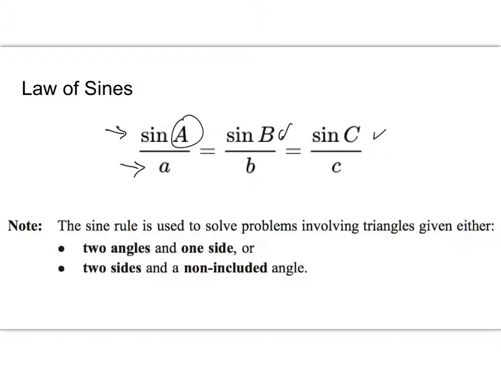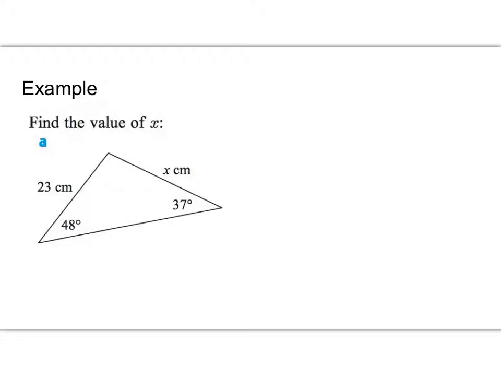I can use the sine rule to solve problems where I have non-right triangles and I'm given either two angles and a side, so angle, angle, side, or two sides and a non-included angle, so side, side, angle. What can I find? I can find a side, or I can find an angle measure. So the law of sines is used to find side lengths or angle measures. Let me show you how it works.